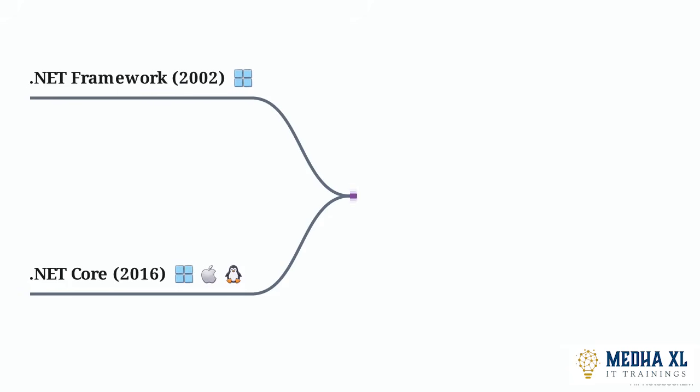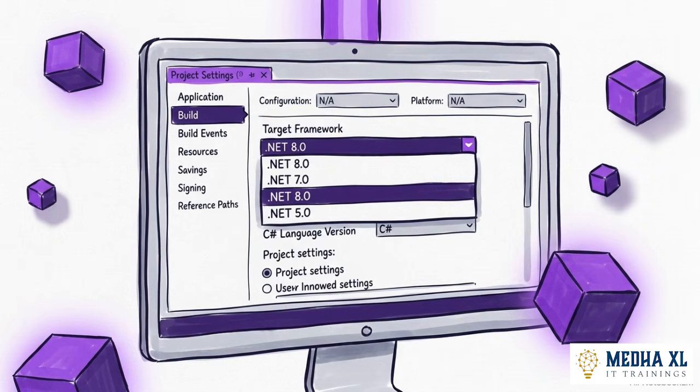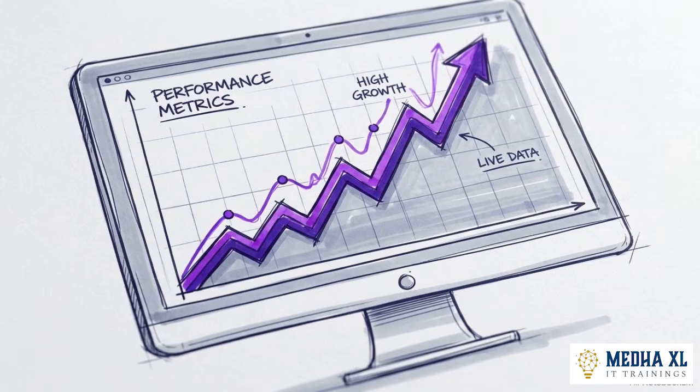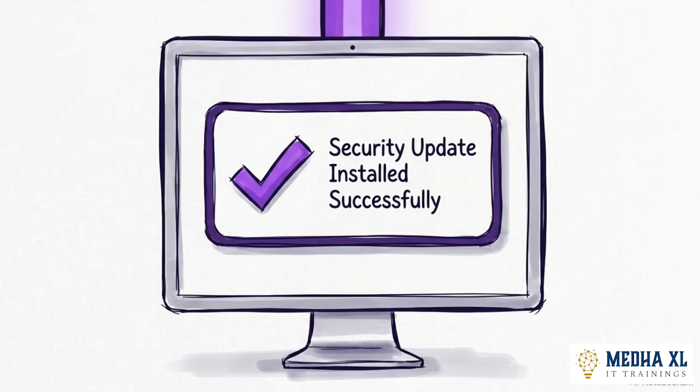This single, unified standard permanently replaces older, fragmented platforms, like the Windows-only .NET Framework or the cross-platform .NET Core. Starting your development directly on .NET 8 ensures your code benefits immediately from modern performance upgrades and cross-platform compatibility and long-term security updates from Microsoft.